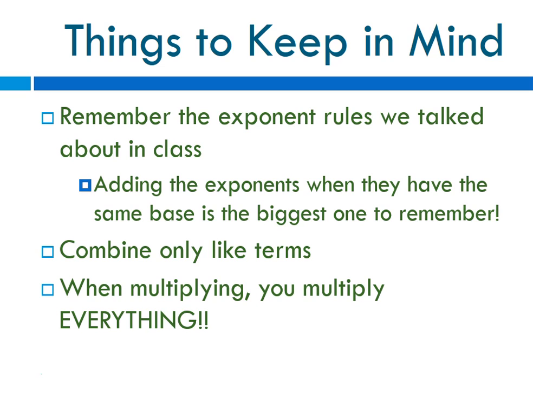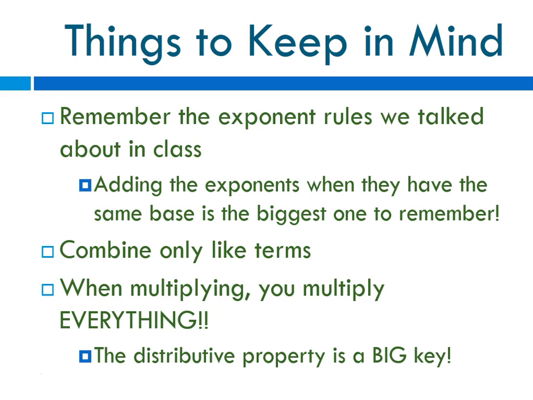When multiplying, you multiply everything. So when you combine with addition and subtraction, you have to have like terms, but when we multiply, everything gets multiplied. And the distributive property is the big key.